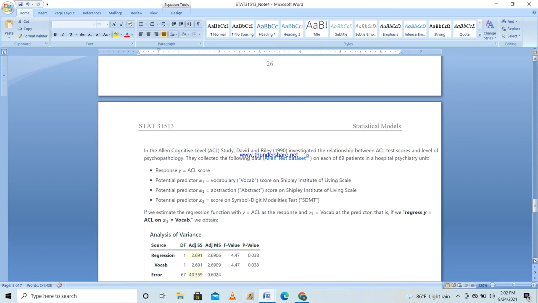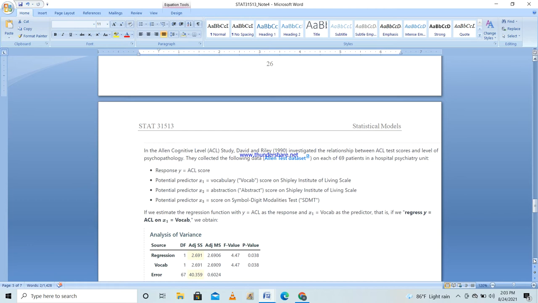If you just Google it and look for the ACL study case, you can find it. I'm just going to use that to elaborate this concept. In this Allen cognitive level study, there were two researchers who wanted to investigate the relationship with the ACL score, a score that measures the psychopathology level. So this study is related to psychiatry.